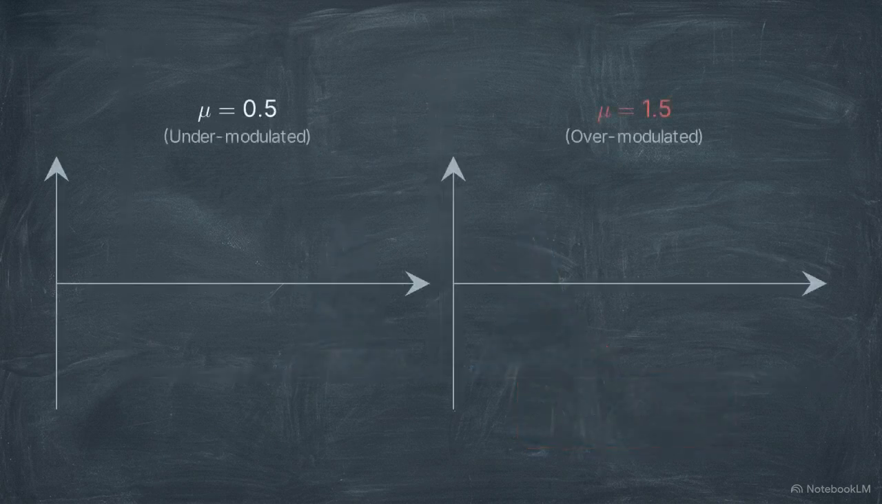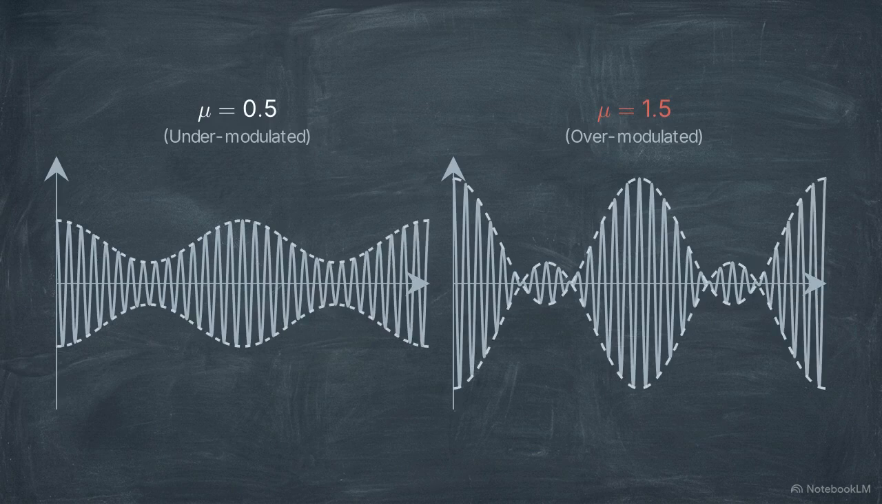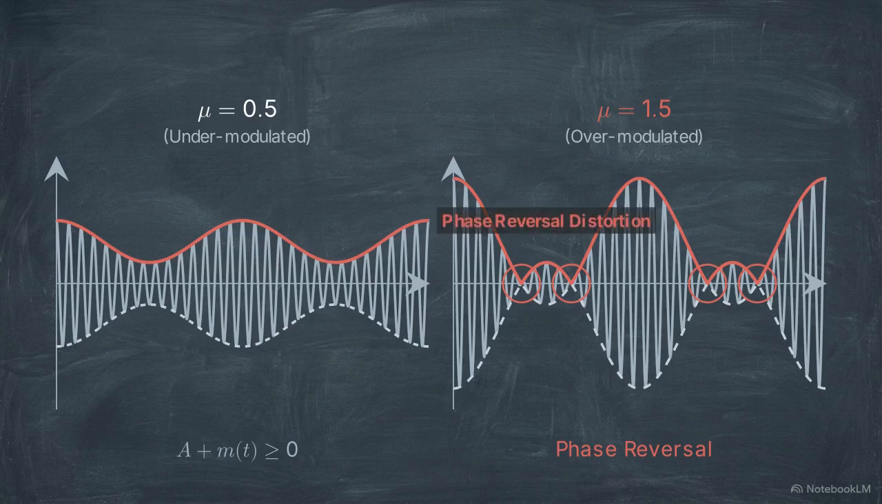This trick is bound by the modulation index, mu. This waveform compares a safe index of 0.5 to an overmodulated 1.5. The baseline carrier amplitude A plus the message signal, m(t), must always remain greater than or equal to 0. If mu exceeds 1, the envelope dips below 0, creating a phase reversal. A basic envelope detector will trace this literally, folding the signal upward and permanently distorting the final audio output.